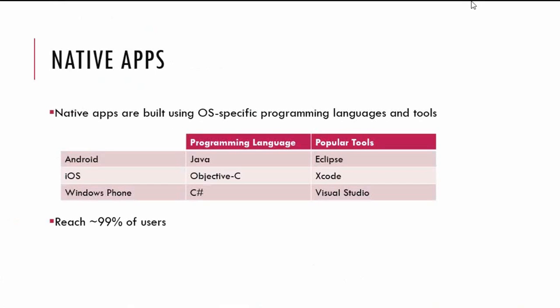With native apps, to build a native mobile app means you're going to use specific tools and programming languages for each device you wish to target. For Android, this is Java, and a popular programming tool is Eclipse. For iOS, the language is Objective-C, and you would use Apple's Xcode to produce and publish apps. For Windows Phone, you would use C# and Visual Studio. These are the three biggest players in the mobile space.